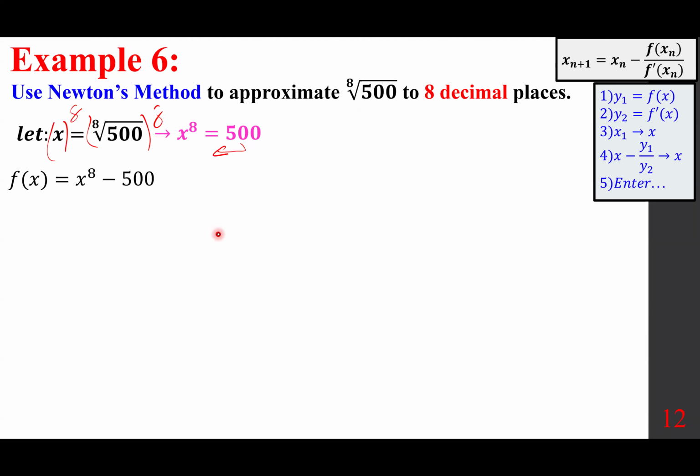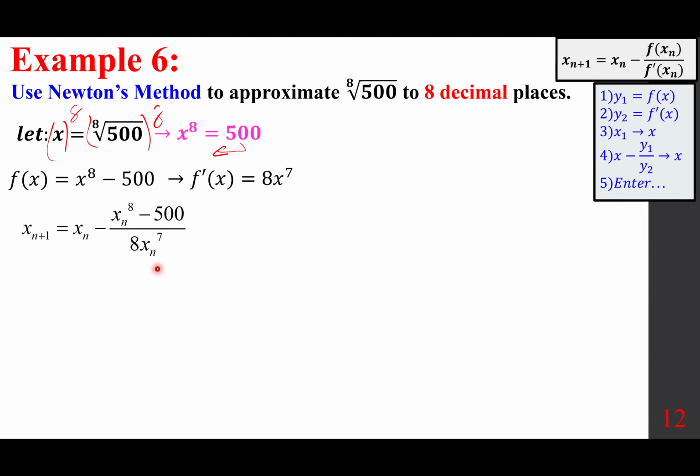So we need to differentiate, and f prime is 8x to the power of 7. So I hope you see that if this question is given, you have to let it be x. X to the power of 8 is 500. Come up with the function, differentiate, and write the general format. So x sub n plus 1 is x sub n minus x sub n to the power of 8 minus 500 over 8 x sub n to the power of 7.